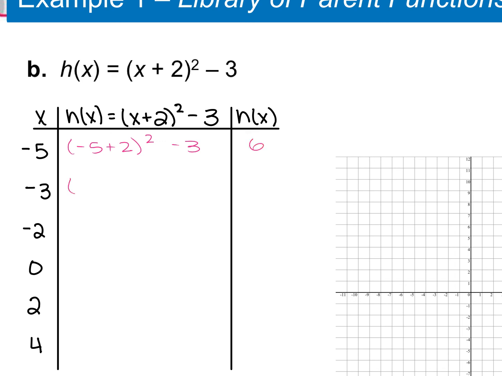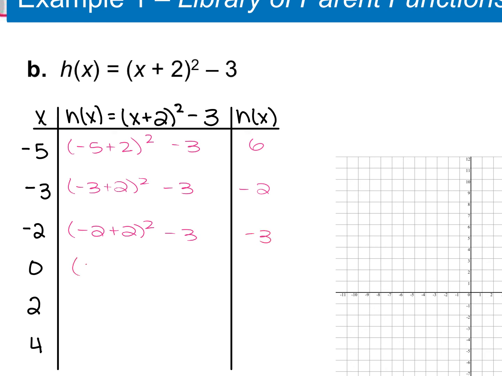Next, for the negative 3, we have (negative 3 plus 2) squared minus 3. The negative 3 plus 2 is negative 1. Negative 1 squared is 1. 1 minus 3 is negative 2. For the negative 2, that's going to give us (negative 2 plus 2) squared minus 3. Inside the parentheses, you have 0. 0 squared is 0. Minus 3 is negative 3.